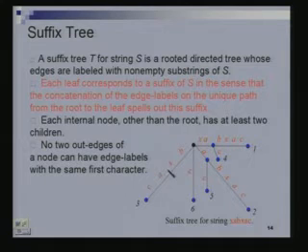Okay. This is let's say a piece of text xab xac, right? How many suffixes does it have?